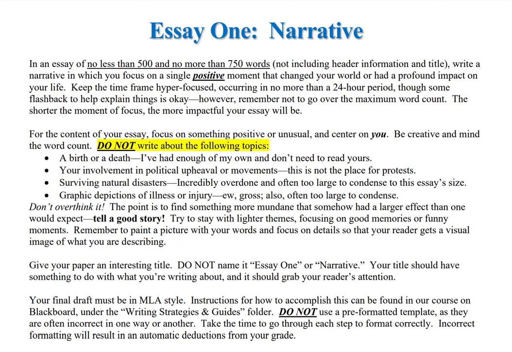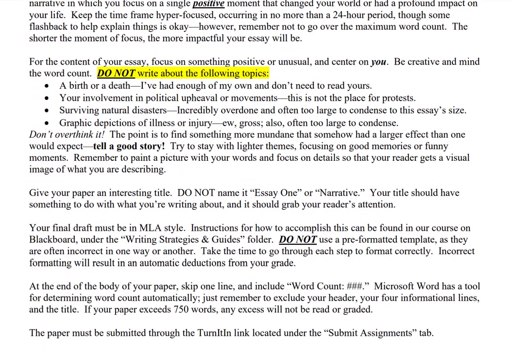Focus on details so that your reader gets a visual image of what you're describing. Give your paper an interesting title. Don't call it Essay 1. Don't call it Narrative. Don't call it My Story. Your title should have something to do with what you're writing about, and it should grab your reader's attention. If they were looking through a table of contents of all of the titles of these essays, what would make them want to read yours over the one next to it?